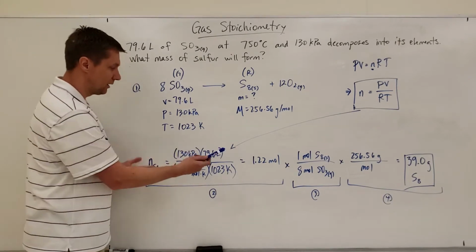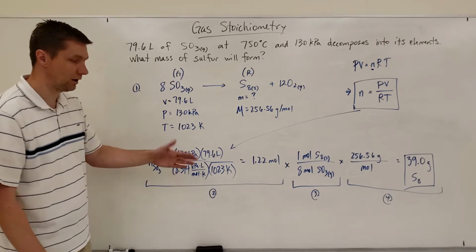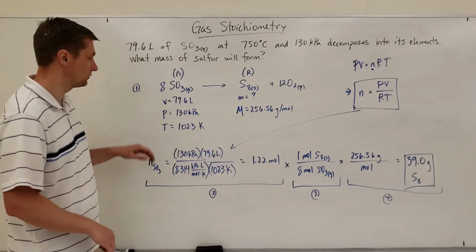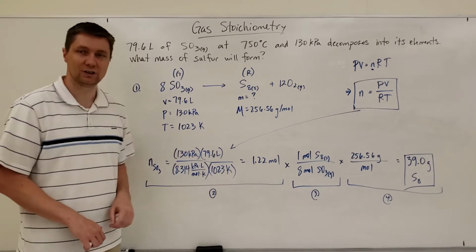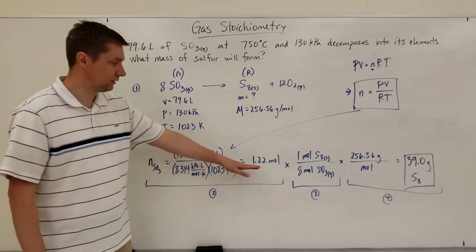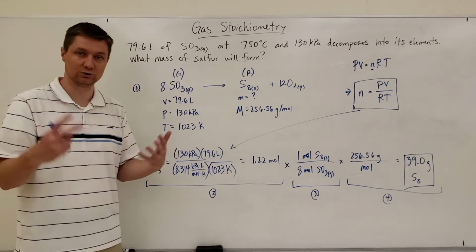Then I just plug in my numbers that I'm given here. You can see my pressure goes in, my volume goes in, my R is just the ideal gas law constant. That's in the data booklet again, 8.314 goes on the bottom. And my temperature goes in as Kelvin, not degrees Celsius. I plug this into my calculator and I get 1.22 moles of SO3. That's step number two, moles of the given.